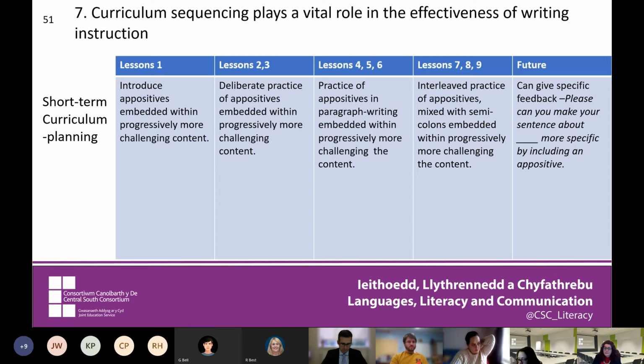So lesson one, you might be teaching the Romans and you're using appositives to advance learners' thinking. And again, I keep saying embedded within progressively more challenging content. It can't be divorced from the subject knowledge. Lessons two and three might be your consecutive lessons of deliberate practice using I do, we do, you do, worked examples, assigned problems, all about the Romans.